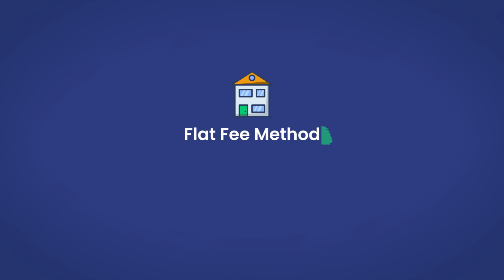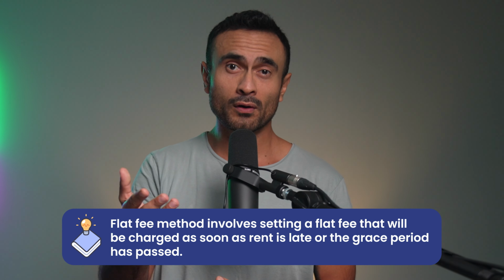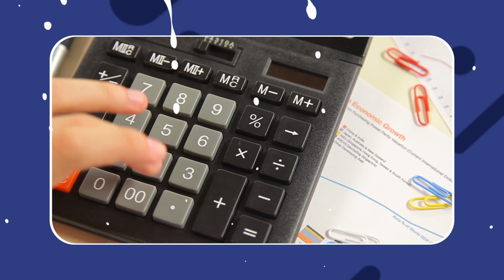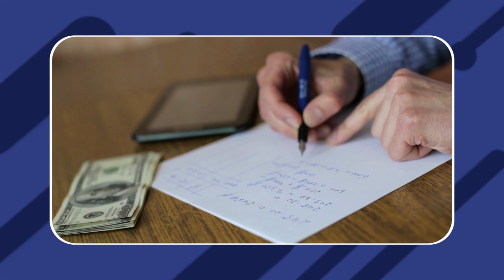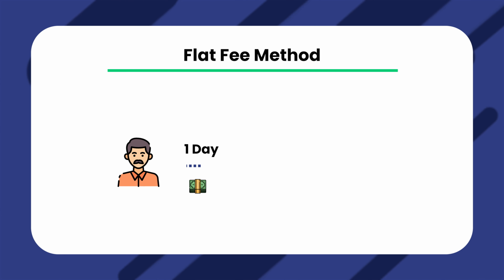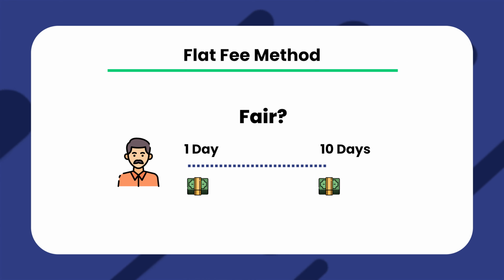This method involves setting a flat fee that will be charged as soon as rent is late or the grace period has passed. This fee is determined by the landlord and can range in amounts but must always comply with the law. This method is not very convenient for the tenant at times because it may not be fair in some cases. If they pay 1 day late, they will be paying the same late fee that they would pay if they are 10 days late.